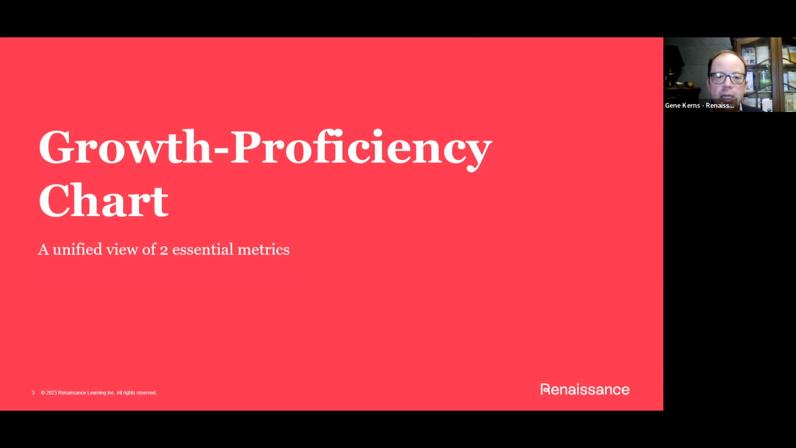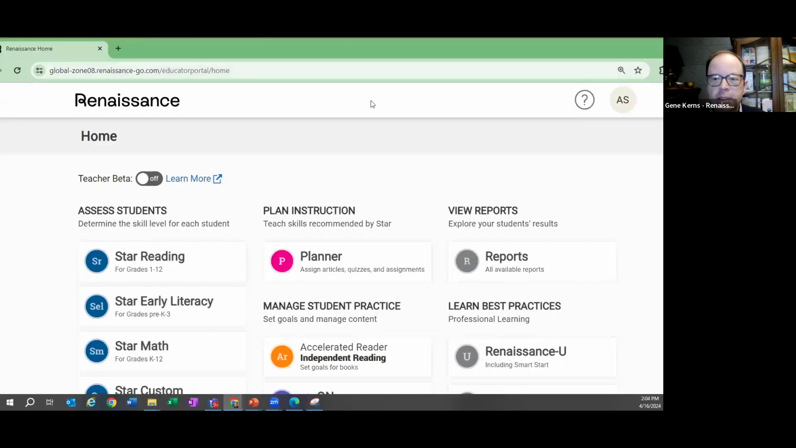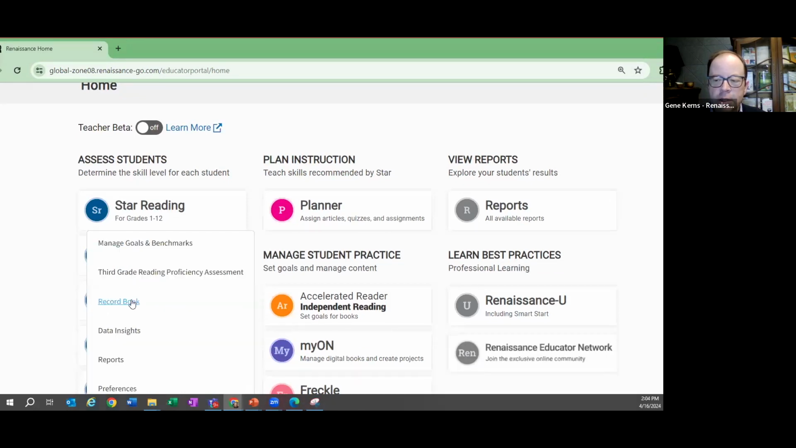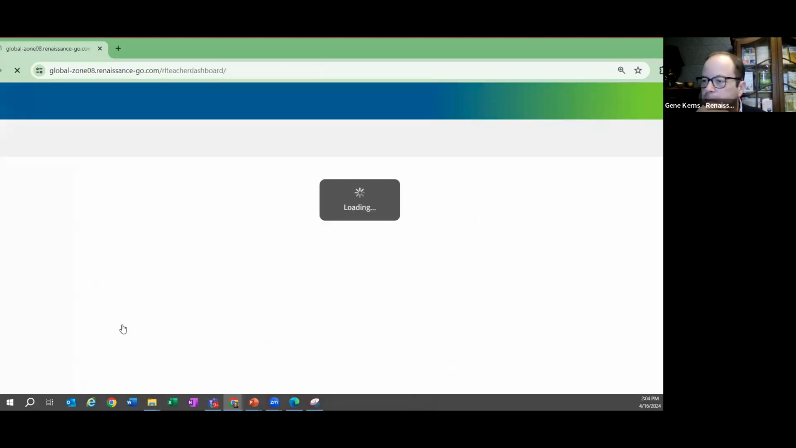Now, I'm not going to spend a lot of time going there because, first of all, it needs to be recorded. I wanted to log in and just show you: if you're in your Renaissance system, you can either go to reports and navigate to it, or you can choose any of the assessments and then click reports. Either place will take you to the same area, our reports interface.